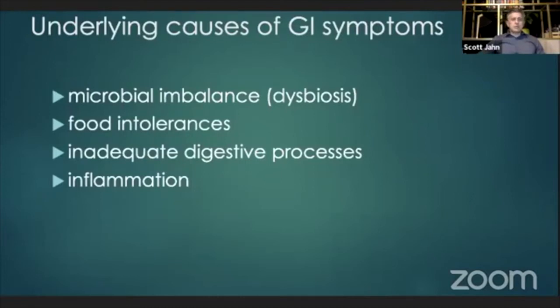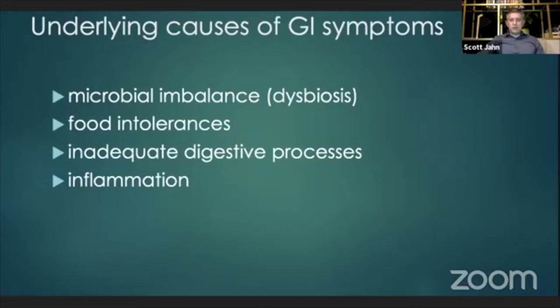So when we look at the gut and what can go wrong with it, we boil it down to four basic things, right? You have microbial imbalance, which is called dysbiosis, which consists of things like bacteria, parasites, and other invaders. We have food intolerances, okay? We have inadequate digestive processes, like lack of stomach acid, or diabetes could fall into that category as well. And then we have inflammation.